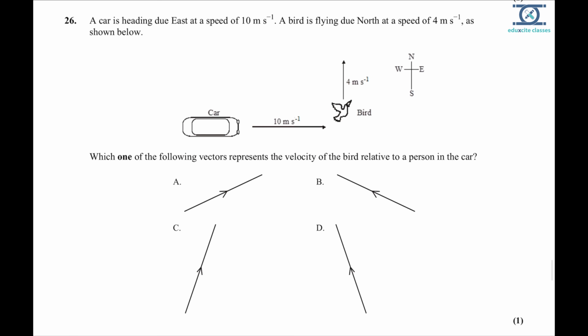Now question number 6 again. The bird is moving at 4 meters per second in the north and the car is moving east at 10 meters per second.